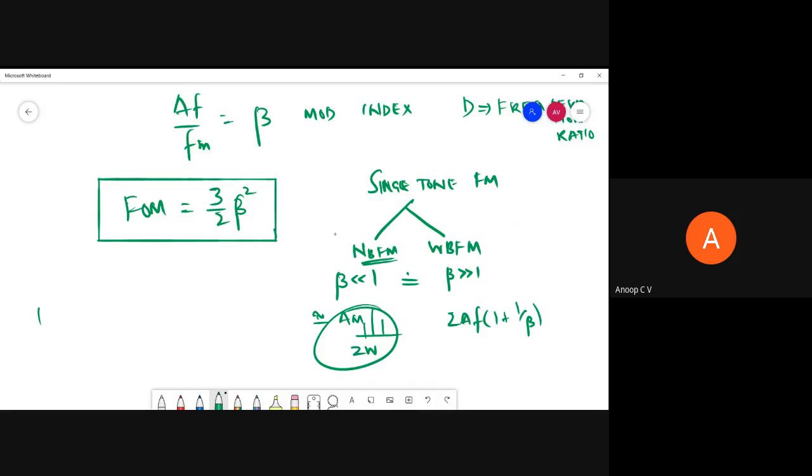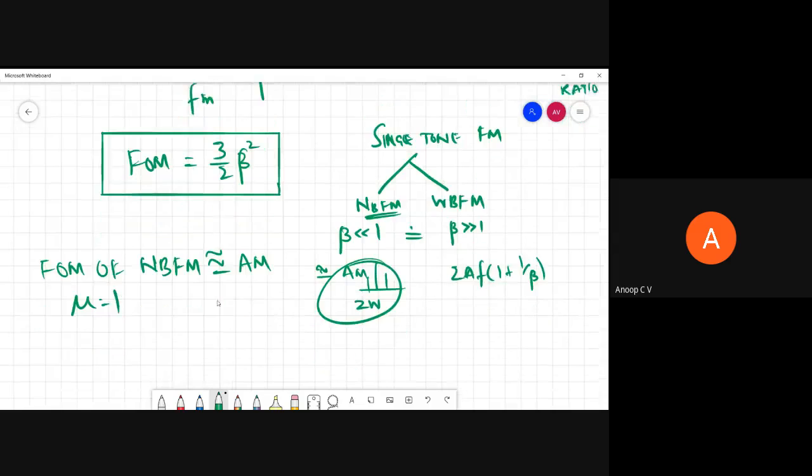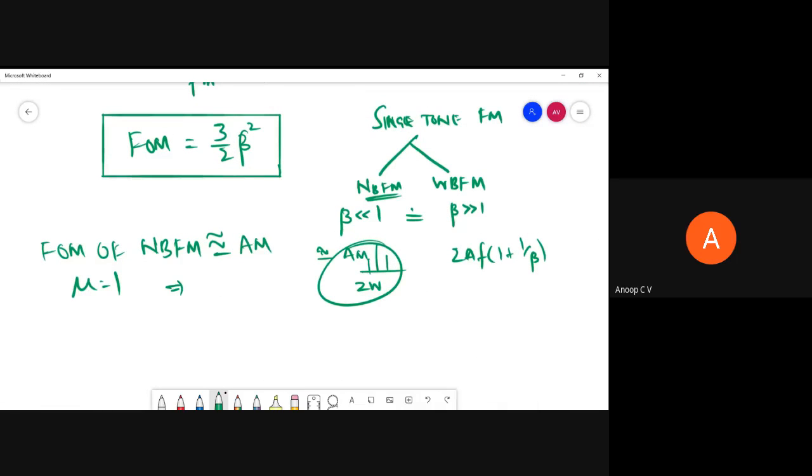So the approximation of the figure of merit of narrowband FM will be the same as that of AM. Maybe we can consider the case when the modulation index is equal to 1, our modulation factor is 100%. In that case, if you remember, the figure of merit was equal to 1 by 3.